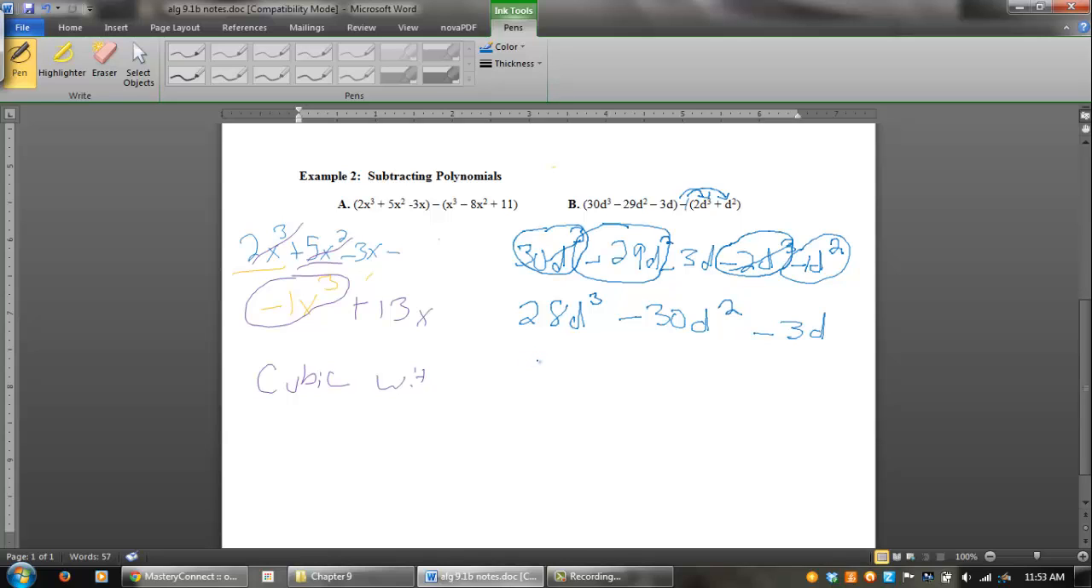So on the subtraction, you just distribute a negative 1 to the second parenthesis, and then you combine your like terms. Now let's name this one. The biggest degree is a 3, so it's cubic. And then it has 3 terms, so it's a cubic trinomial.